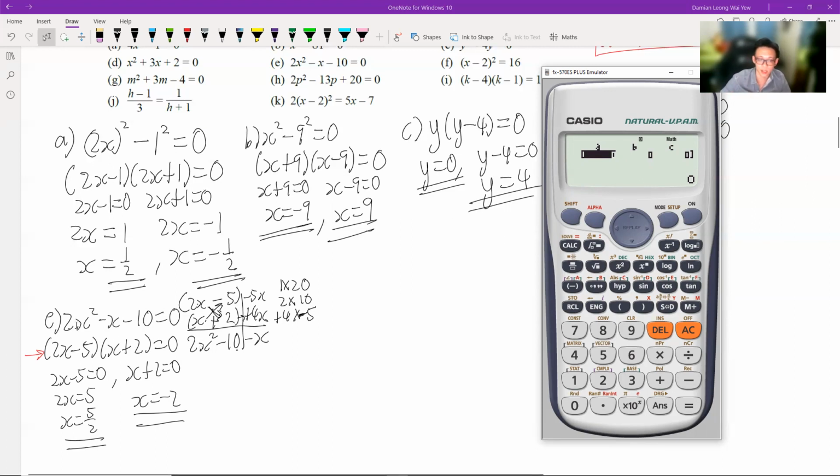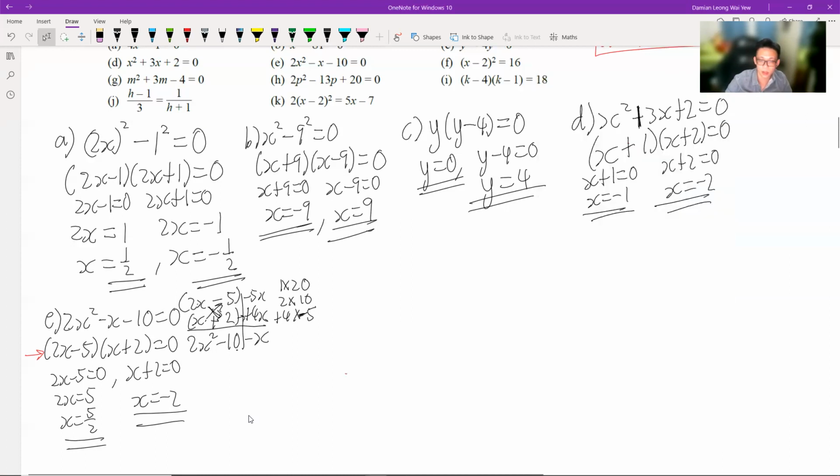So we just key in accordingly, like this: 2, -1, make sure you put negative, and -10. Then press equals, and you'll get 5 over 2 and -2. You see, you will get the final answer. But how do I get the bracket from the final answer? Basically you work backwards. So you will still have the exact same working, just that you're working backwards from bottom to top instead of from top to bottom.